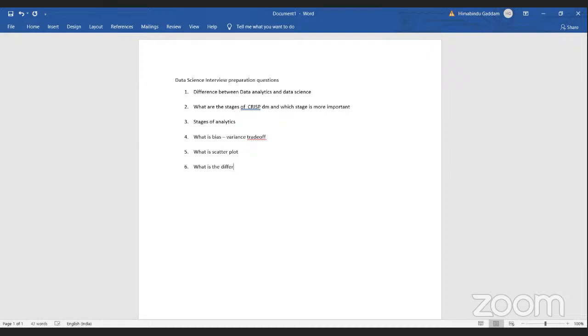What is the difference between supervised and unsupervised models?